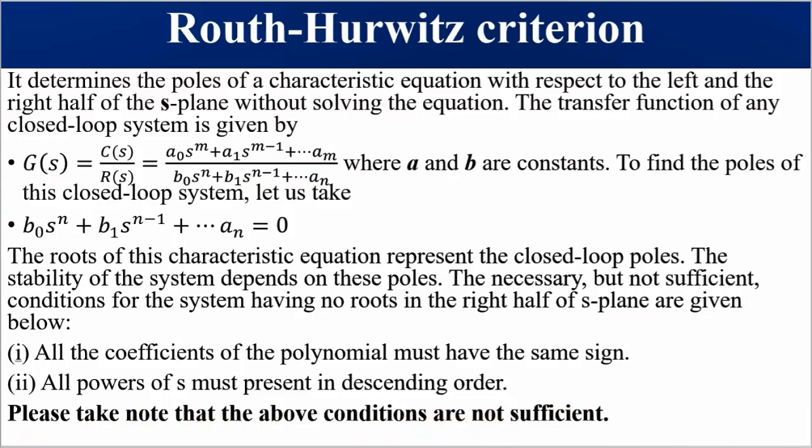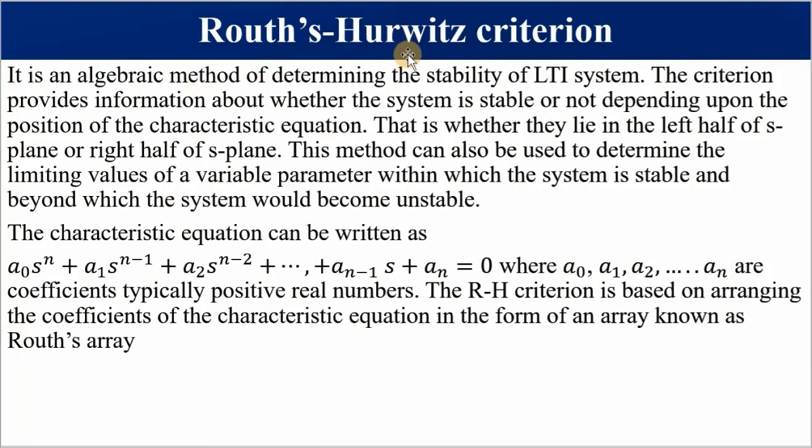So what are we saying? We are saying the Routh-Hurwitz criterion is an algebraic method of determining the stability of a linear time invariant system. The criterion provides information on whether the system is stable or not, depending on the position of the poles. That is, whether they lie on the left half of the S-plane or on the right half of the S-plane. It can also be used to determine the limiting values of a variable parameter. We'll be looking at this when we do the root locus.